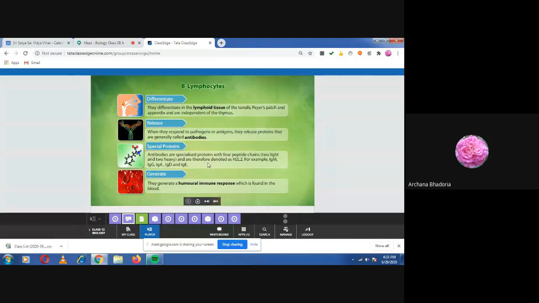And what type of the immunity do they generate? Humoral immune response. So humoral immune response. And the previous one, T lymphocytes are producing which type of the immunity or immune response? Cell mediated. Cell mediated. This should be very clear to you. So sometimes in the exam they mean humoral.